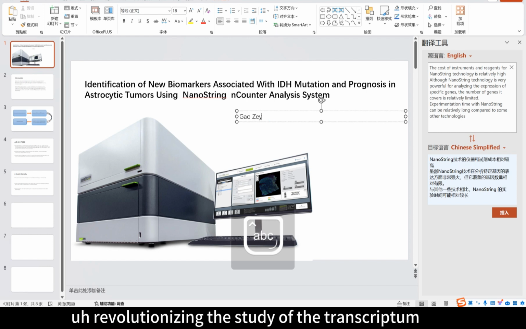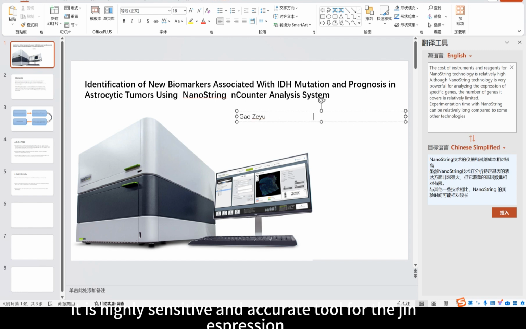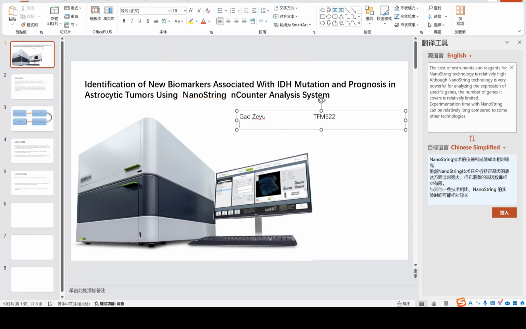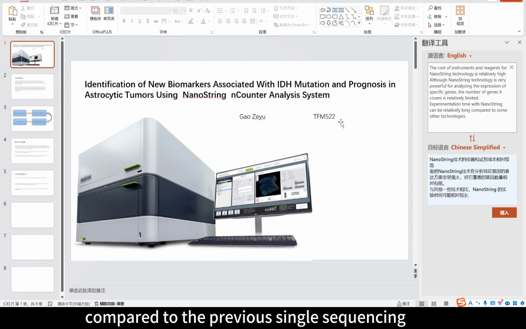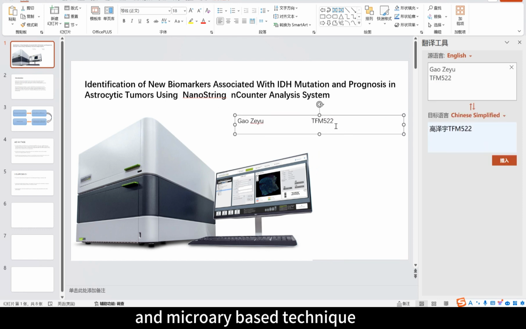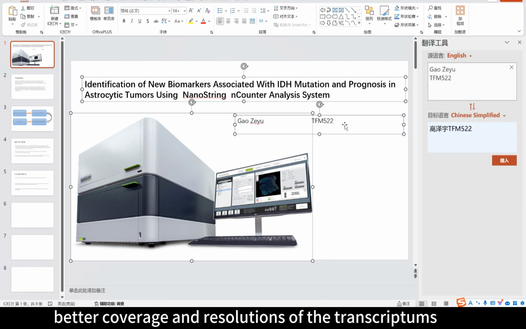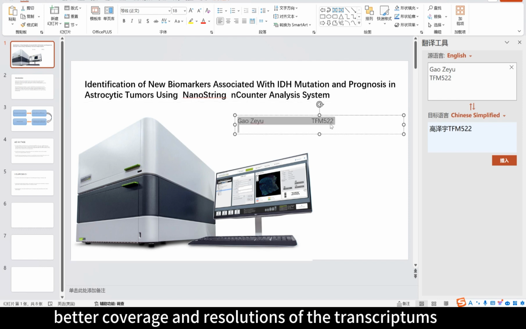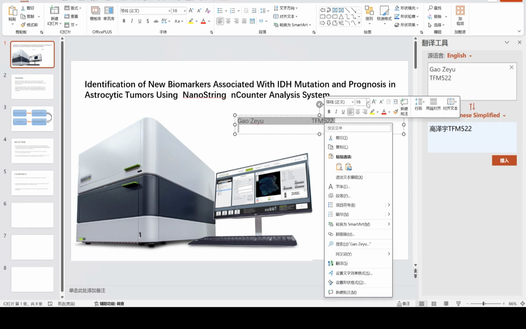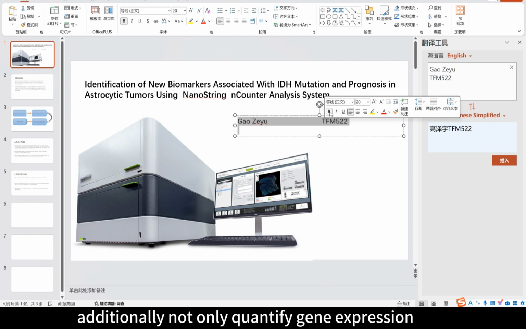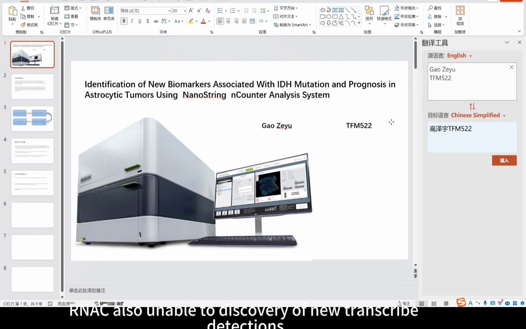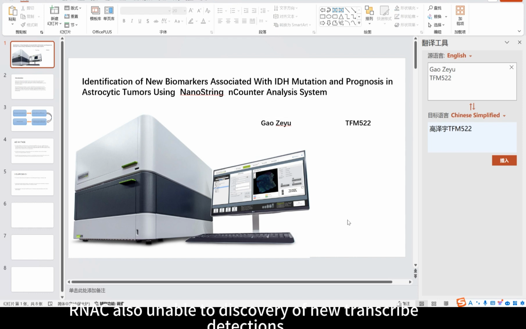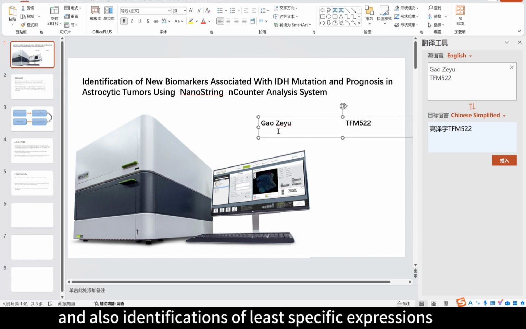RNA sequencing is also revolutionizing the study of the transcriptome, as it is a highly sensitive and accurate tool for gene expression study and marker discovery. Compared to the previous Sanger sequencing and microarray based techniques, RNA sequencing offers better coverage and resolution of the transcriptome's dynamic nature. Additionally, not only does it quantify gene expression, RNA-seq also enables the discovery of new transcripts, detection of alternative spliced genes, and identification of allele specific expression.